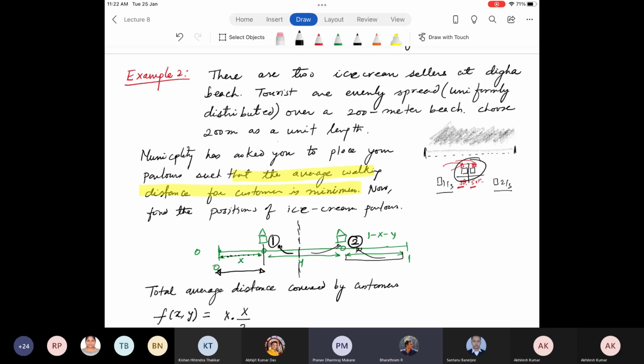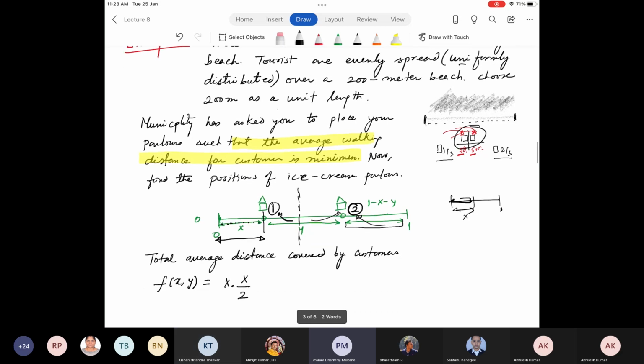Did you understand, Kisan? Yes, sir. See, I'm saying I have taken one unit now. And if the length of this unit is x and they are uniformly distributed, that means there are x people on this side of the beach. Is it clear to all of you? Any questions?